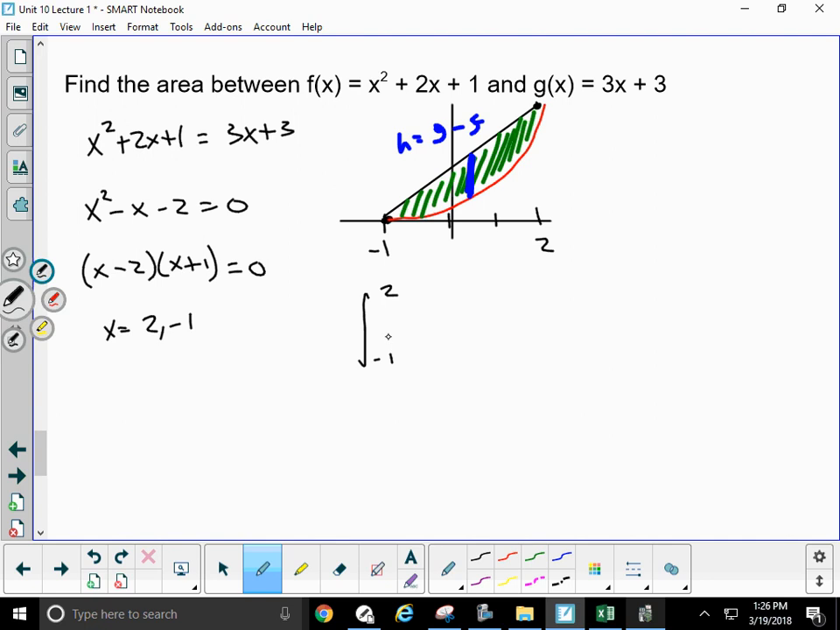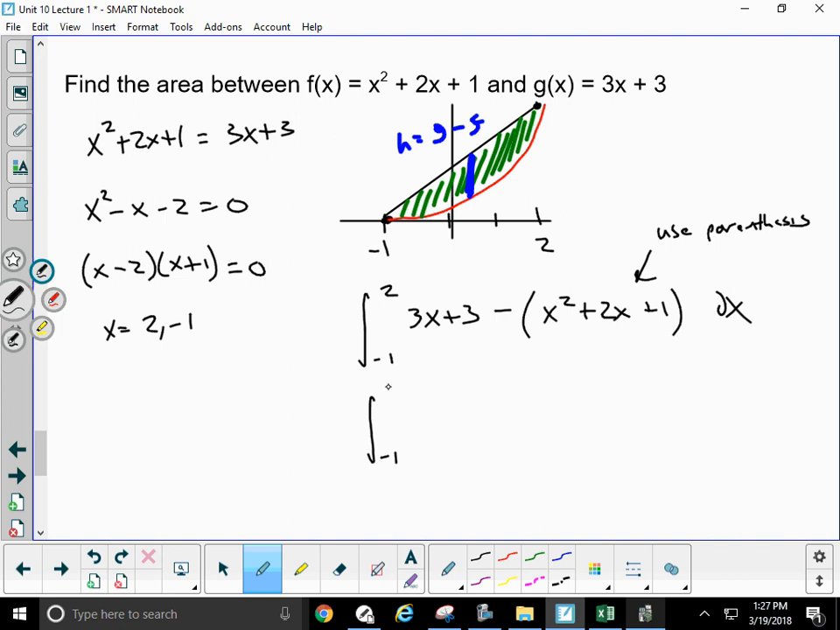Top minus bottom is the height. That's 3x plus 3 minus the entire x squared plus 2x plus 1 function. Make sure you subtract the entire thing. Use parentheses. Common mistakes are not subtracting the entire thing. Then, if you'd like to, you could even simplify things.